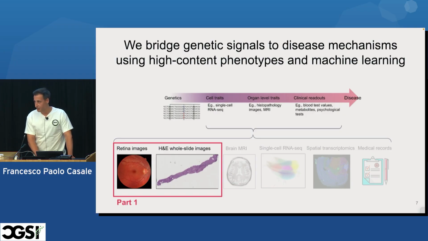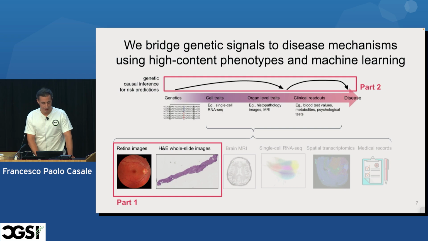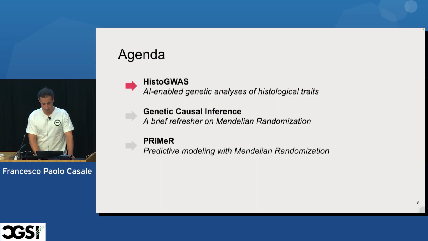And then in the second part of the talk, I can tell you a little bit about work that we did in genetic causal inference for risk prediction, where we try to connect these intermediate phenotypes to disease. So that's the agenda for today.